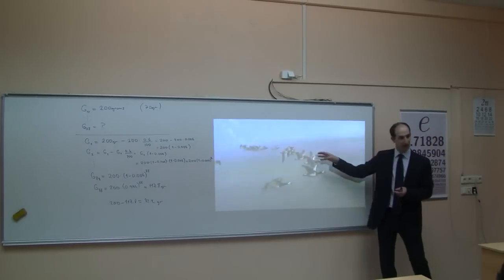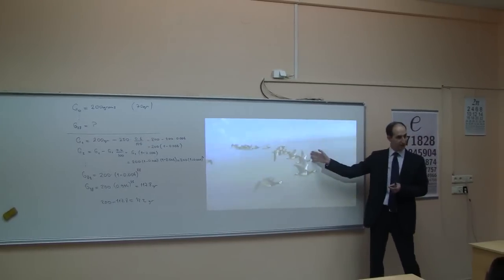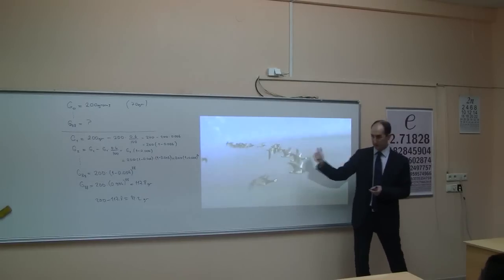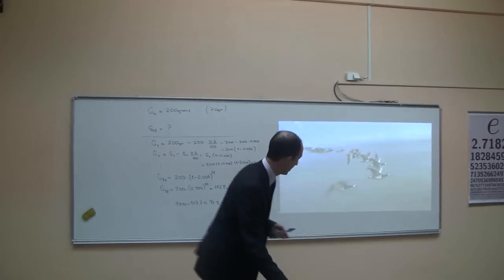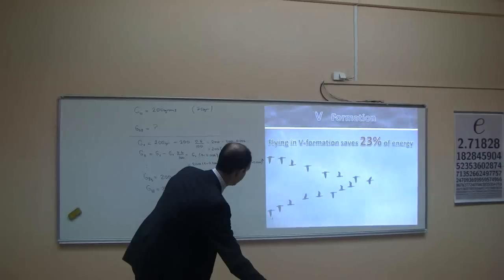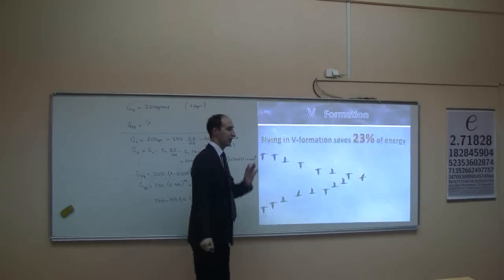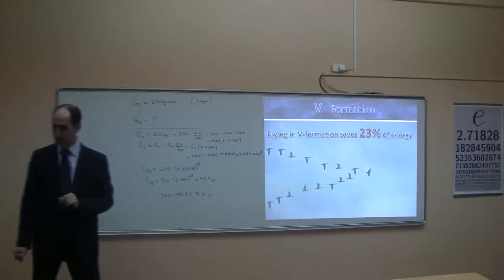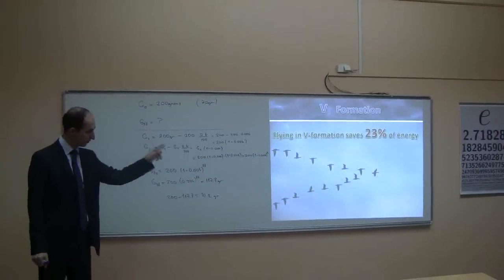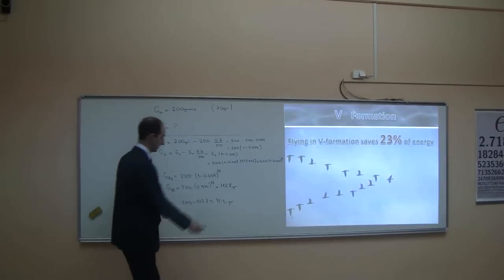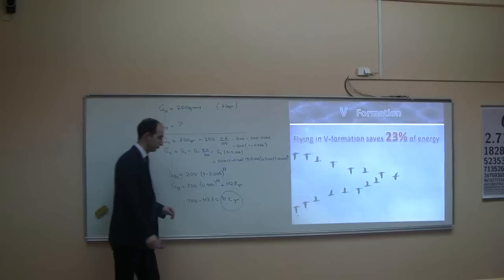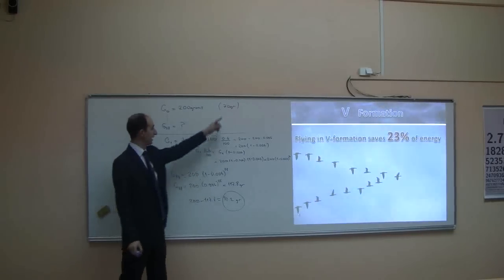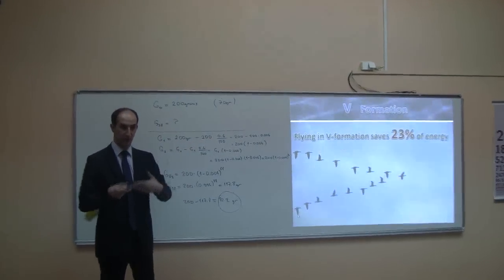And this flying formation blocks the air resistance and cuts the energy use. So this V formation gave the golden plover birds 23% of energy gain. Flying in V formation saves 23% of energy. So, in fact, it was the answer to our question. Normally they should consume 82.2 grams of fat for the fuel. But they have 70 grams.